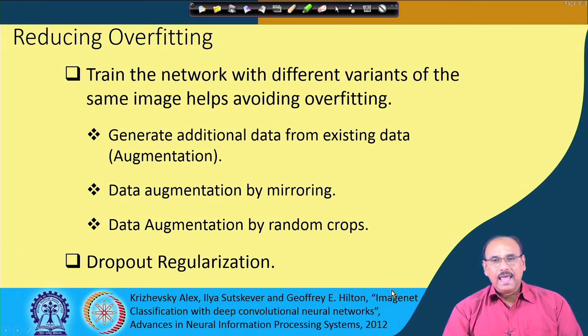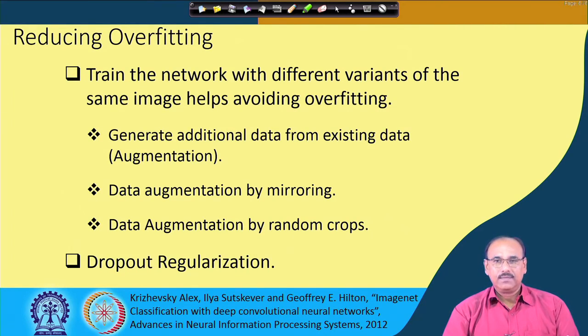Another problem in AlexNet is that the number of parameters is more than 60 million. Obviously, with such a huge number of parameters, there is always a risk that while you train this network, there will be a problem of overfitting. So what is this problem of overfitting?